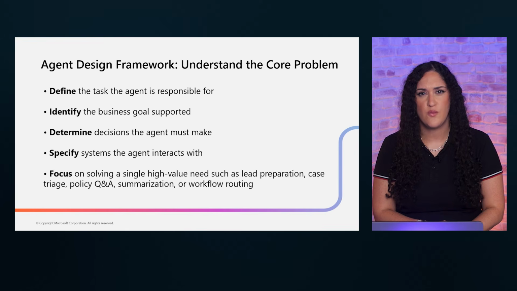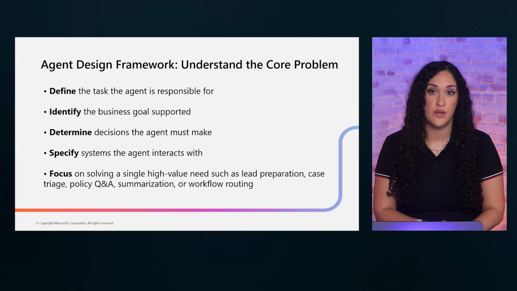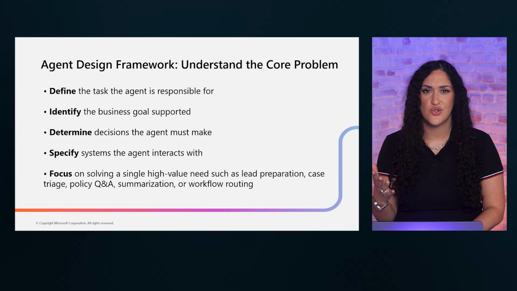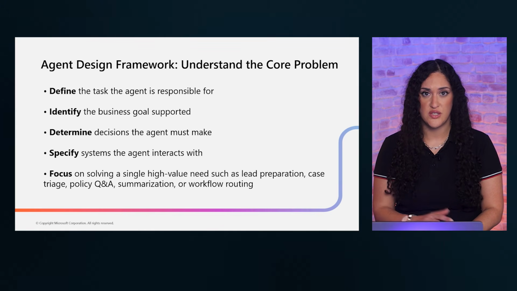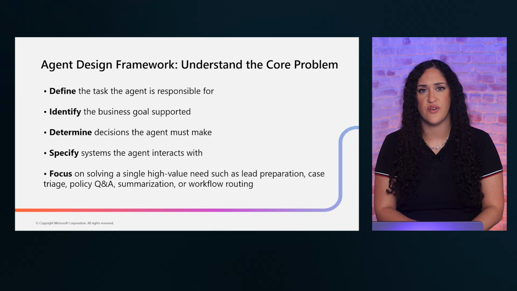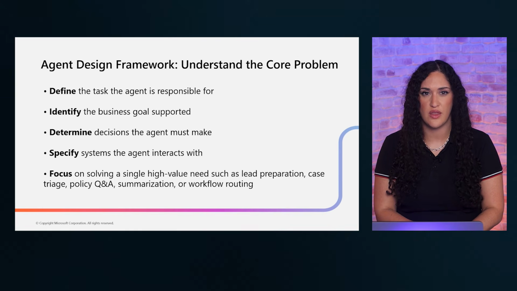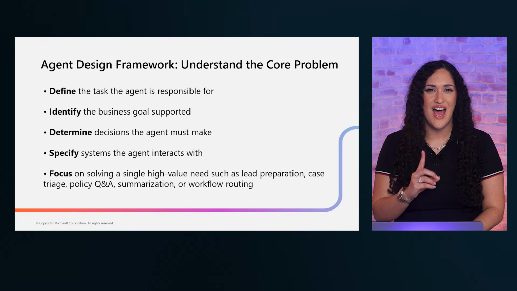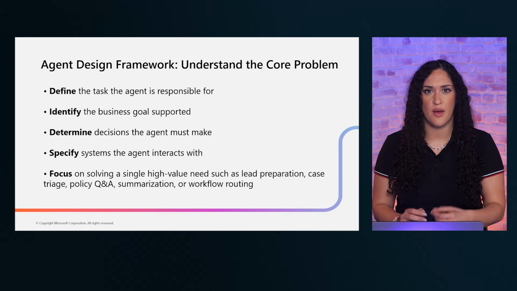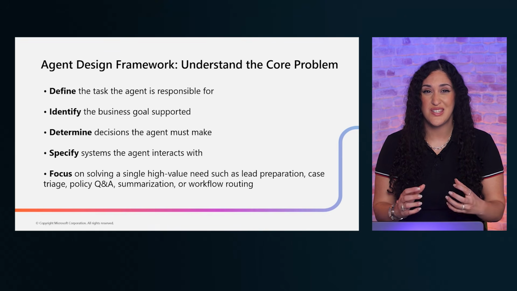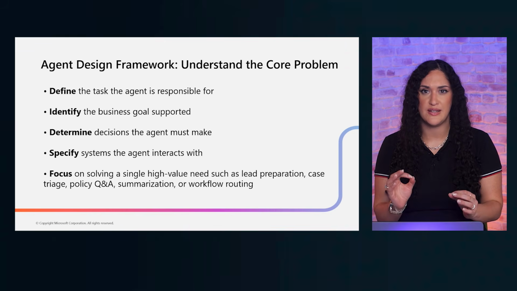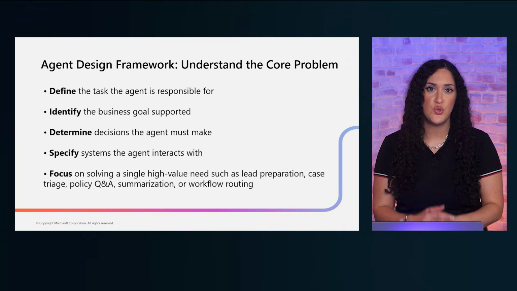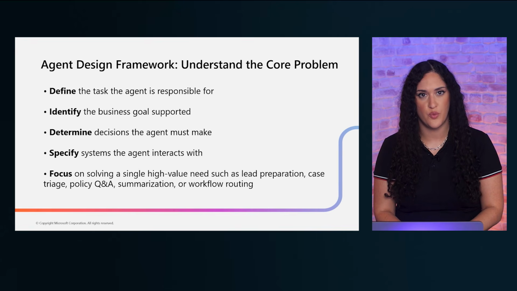The agent design framework starts with understanding the core problem. Before writing a single instruction, define the task, identify the business goal, determine what decisions the agent must make, and specify which systems it interacts with. Focus on one high-value need like lead prep, case triage, or workflow routing. The best practice is to resist scope creep. A tightly scoped agent that does one thing brilliantly is far more valuable than a do-everything agent that performs poorly.